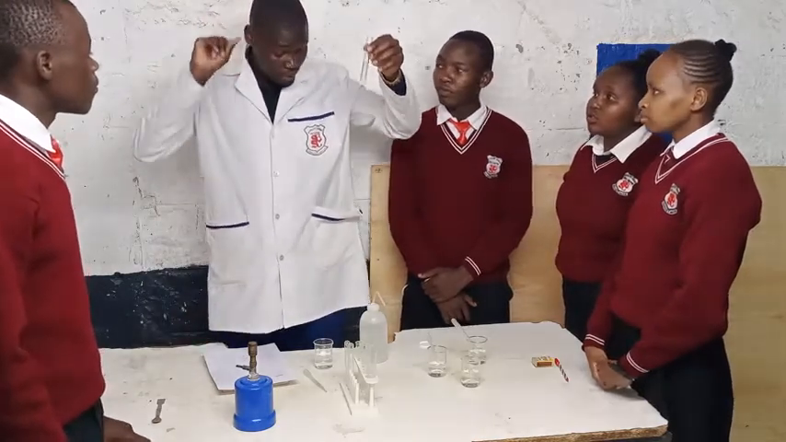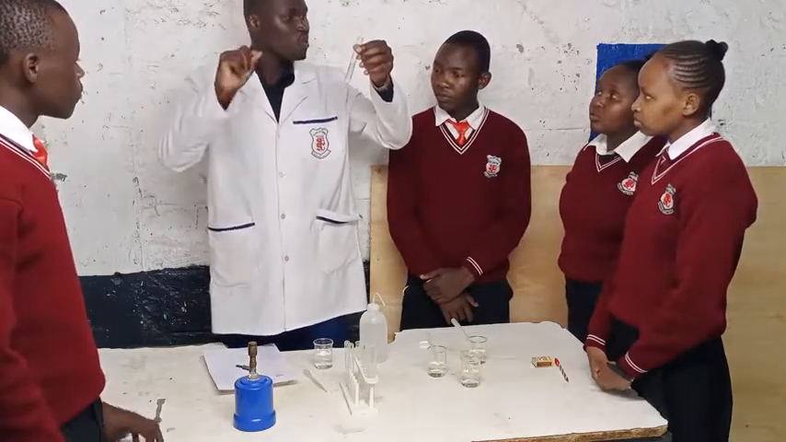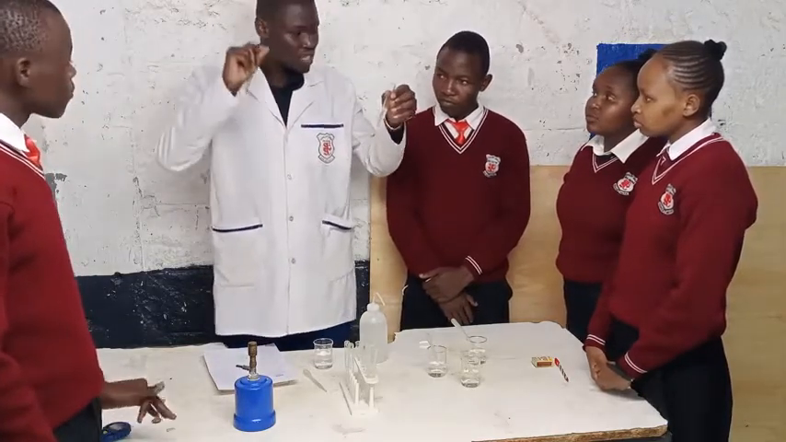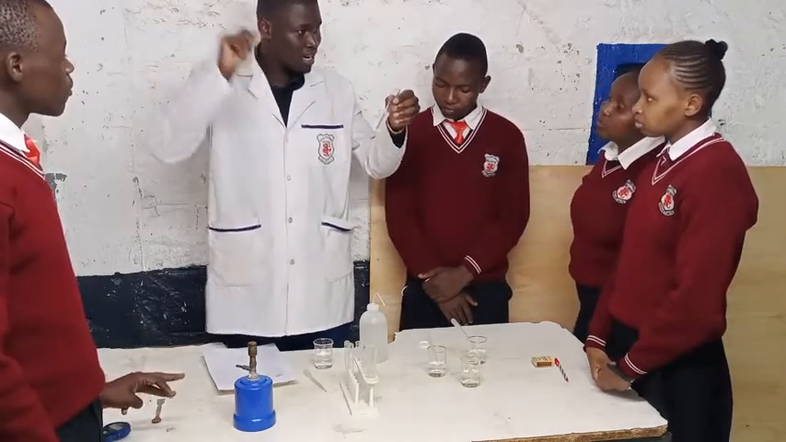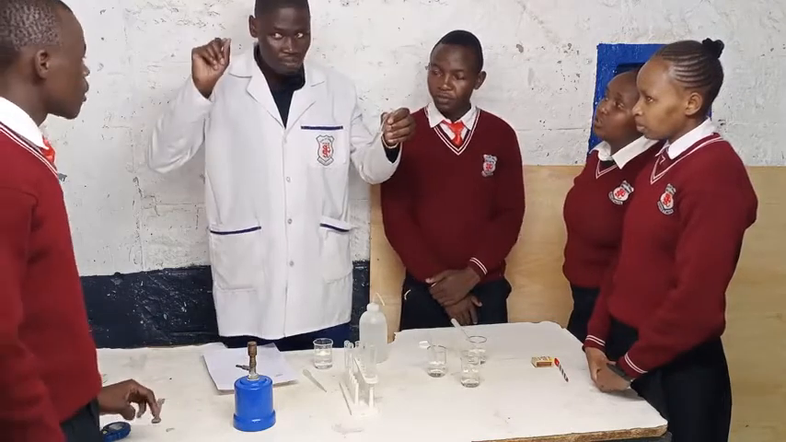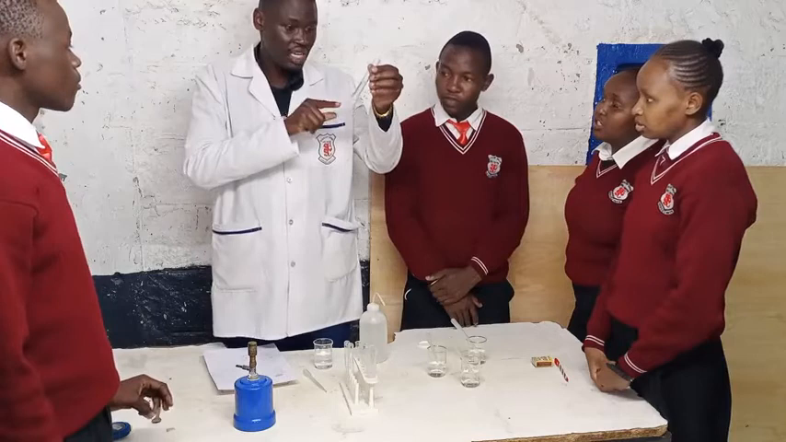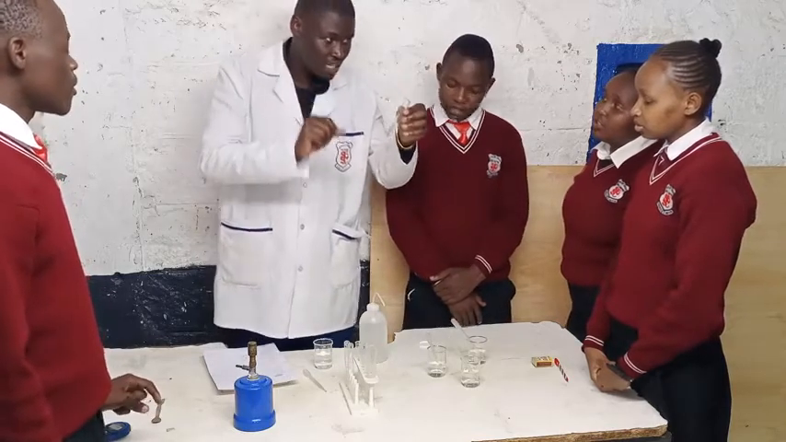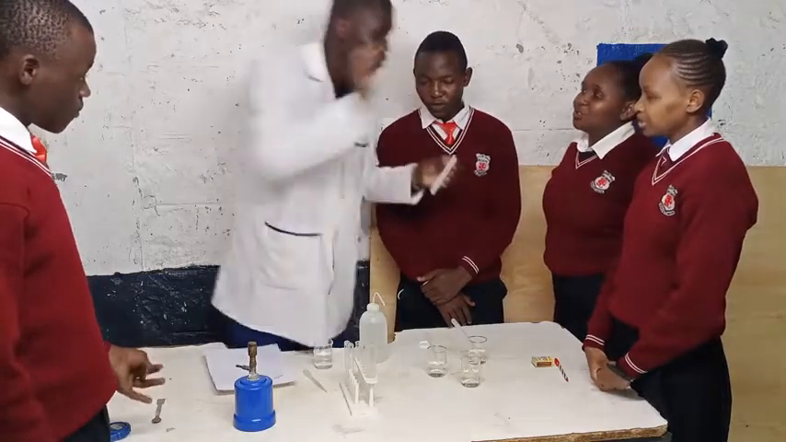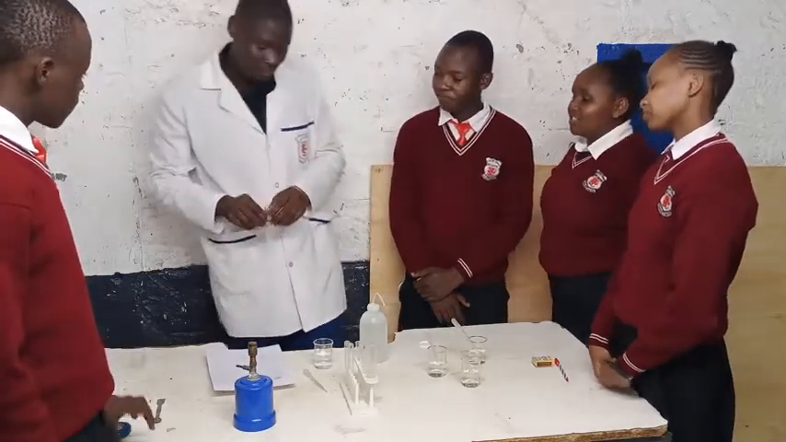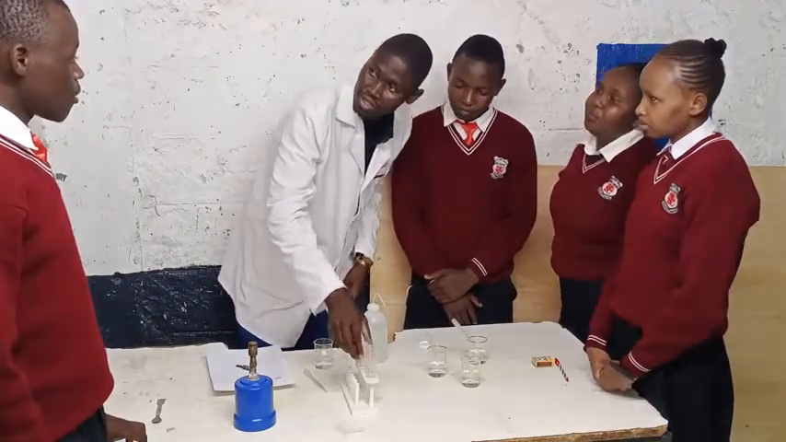So the observation that we're supposed to make or write is this: there is formation of white precipitate which dissolves in addition of excess sodium hydroxide solution to form a colorless solution. Are you seeing that? Yes. Now, inference: zinc 2 ions.